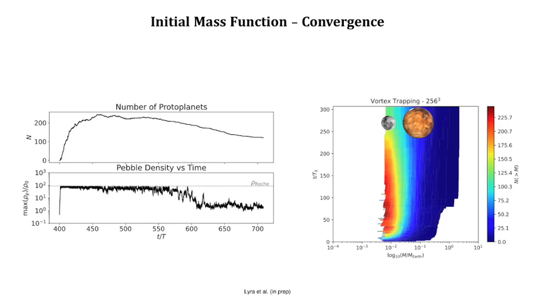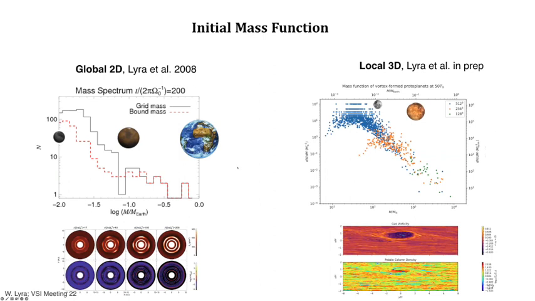And highlighting then what the differences are, right? This is the global 2D model. That's what we could do 14 years ago. And this is what you can do now with much more resolution in local 3D models. The masses are not that different, right? You still form Mars mass objects, Earth mass objects, just that we can do that now with more resolution.